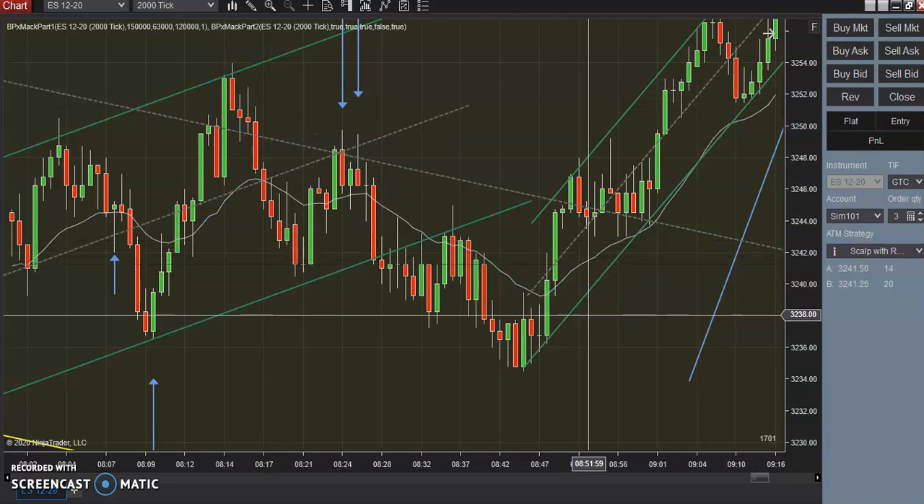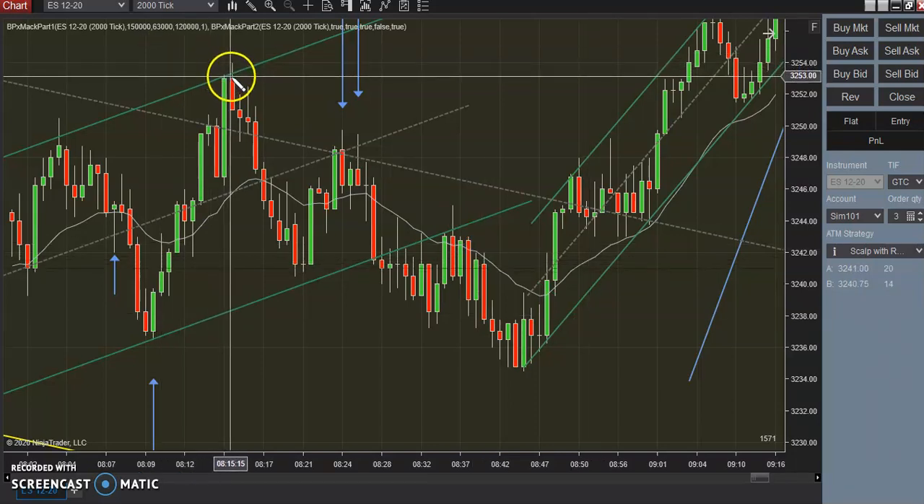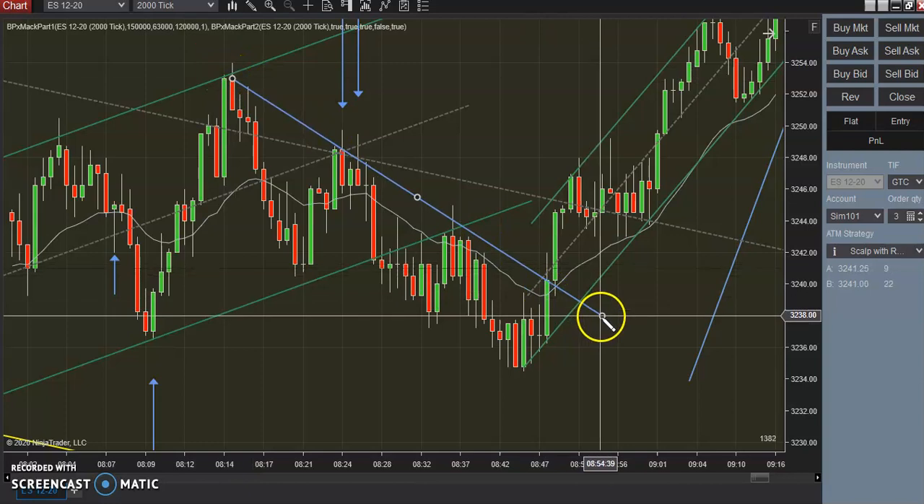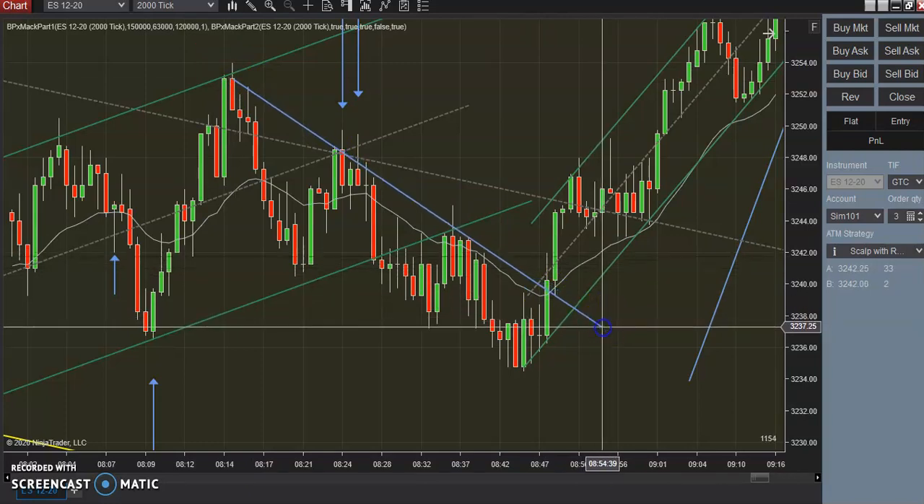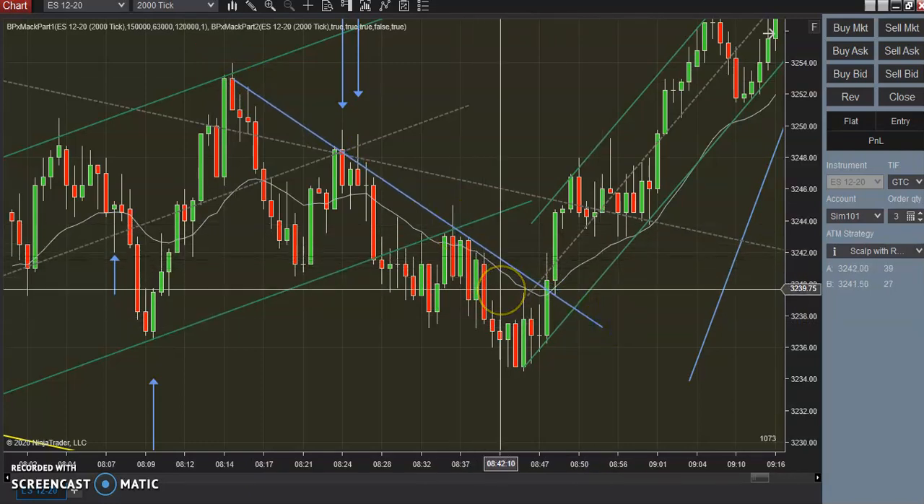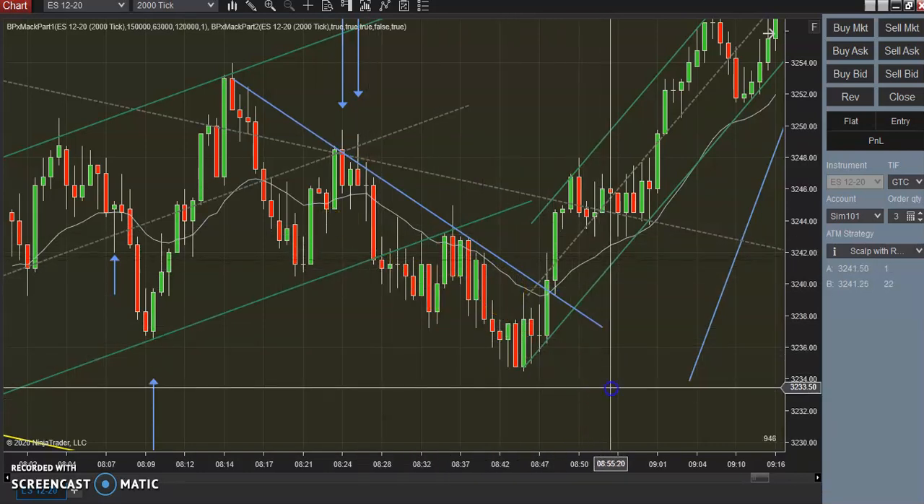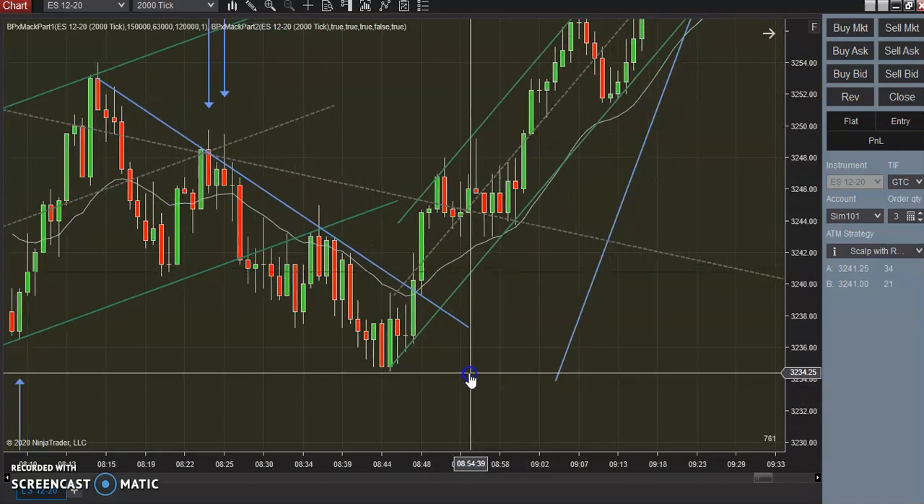Yeah, if you draw that, here, I'll make it blue so it's easier to see. If you had that line drawn, you might want to take that. But it's a little bit congestive. I don't know, that's a judgment call. And then it shoots up.